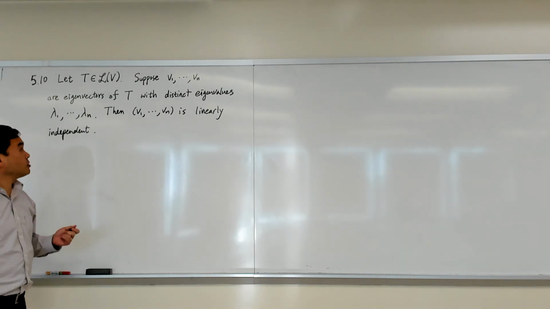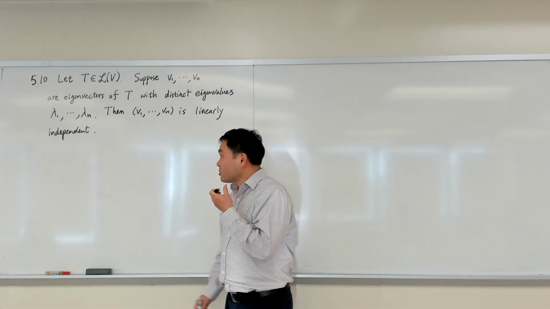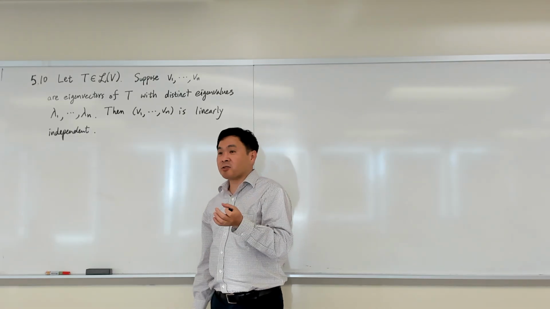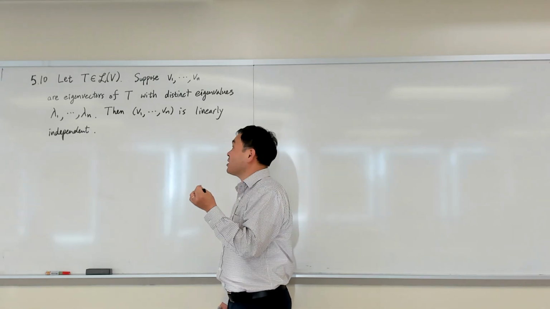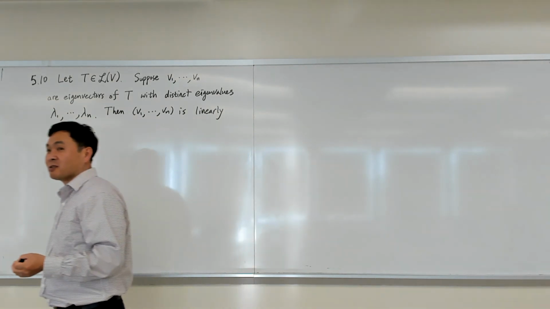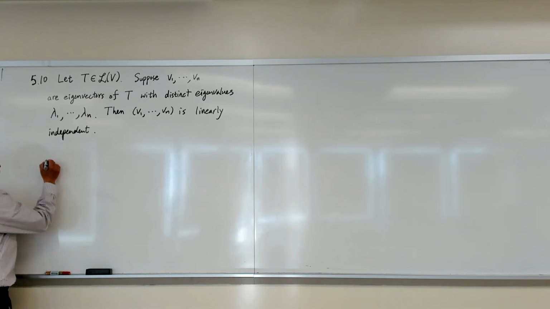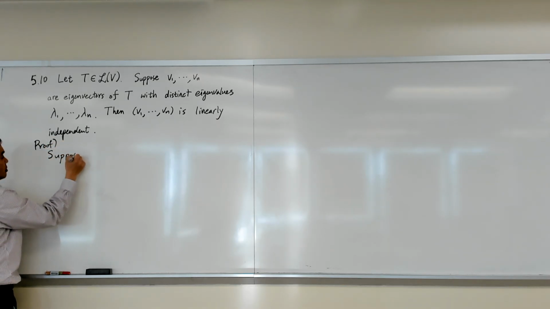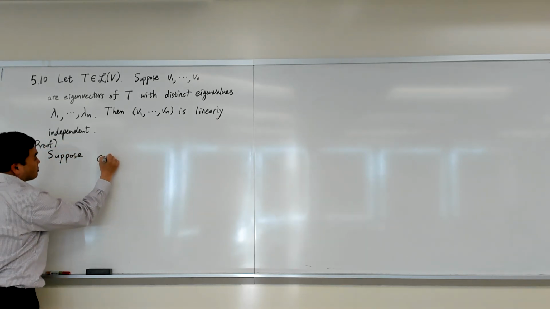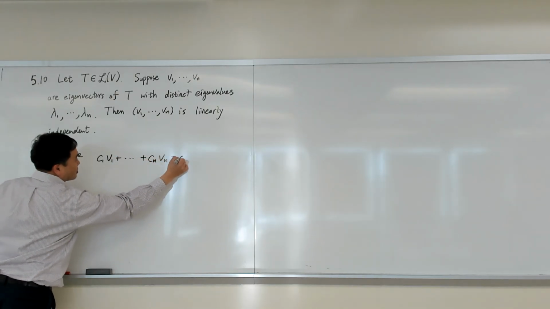Okay, this next theorem simply says that if you have a list of eigenvectors that have all distinct eigenvalues, then they must be linearly independent. So let's see how that works. Suppose c1 v1 plus ... plus cn vn is equal to 0.